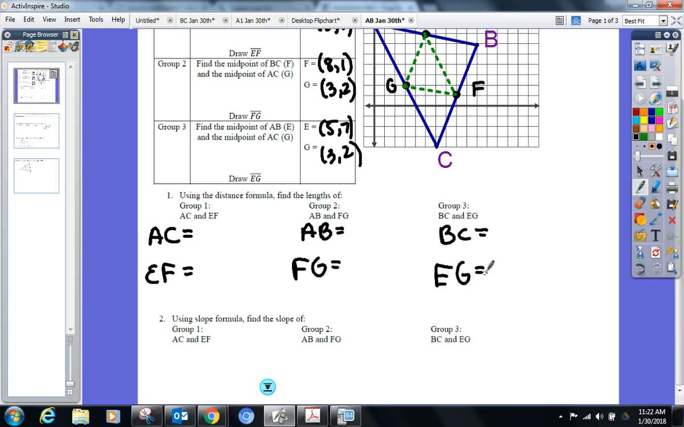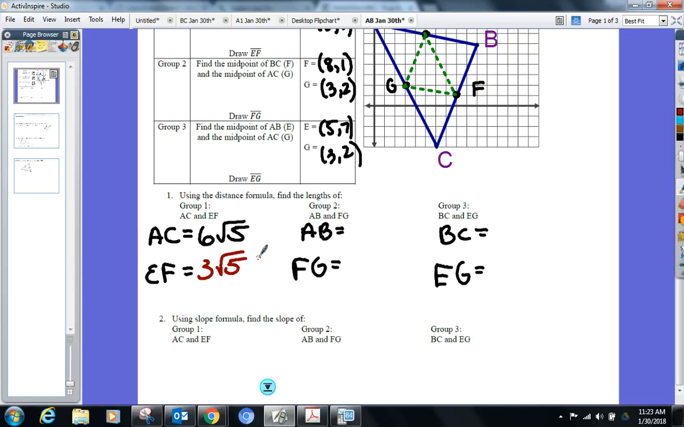AC, 6 square root of 5. And everybody in group 1, you should have been breaking down the square root of 180, which breaks down into 36 and 5. All right, everyone else, make sure you get it jotted down, and you guys find the distance of EF. EF, when you're ready. Three radical 5. Yep, you should have broken down the square root of 45. Make sure you guys get that jotted down.